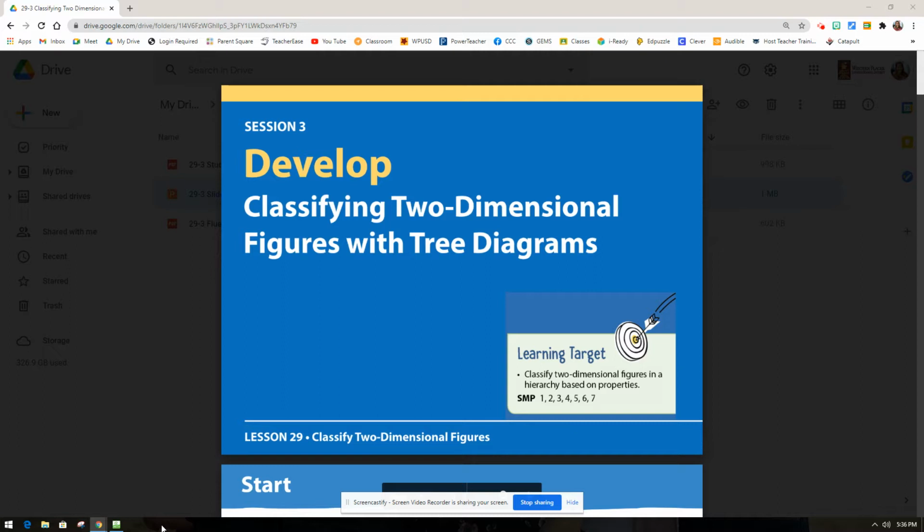We'll be working on our Ready Classroom Math Workbook on pages 597 through page 602. Wow, 600 pages of math already this year. Great job for making it this far. Go ahead and turn to page 597.